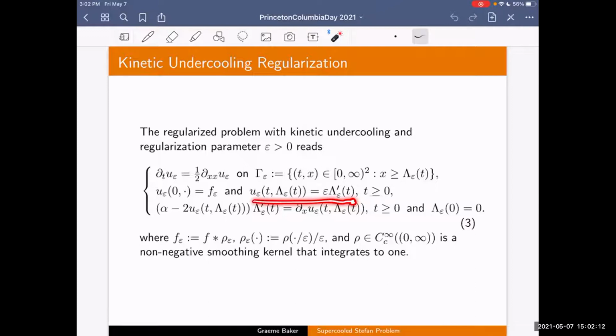Another way to look at this, if we divide this thing through by epsilon, then for any fixed epsilon using the maximum principle, we'll have that u epsilon is bounded by its maximum initial condition. And so lambda prime will be no greater than the maximum of u epsilon divided by epsilon. So this is where the regularization comes from that prevents blowup. And then we have just the usual with a smoothing kernel for our initial condition.